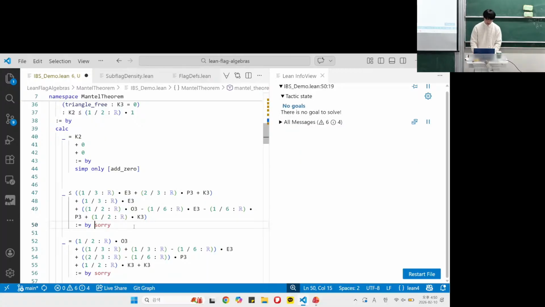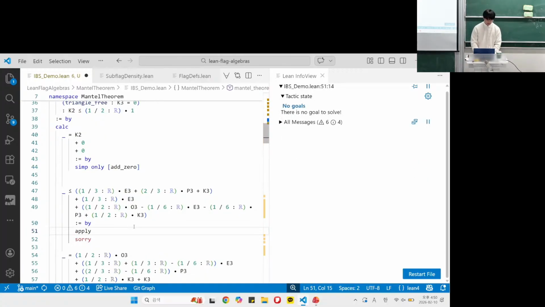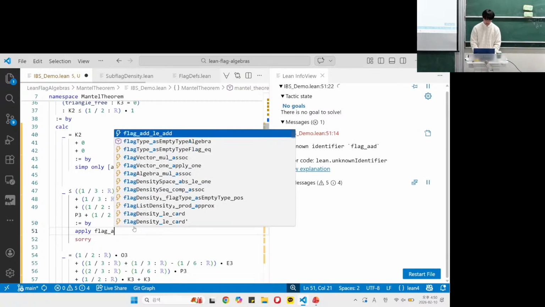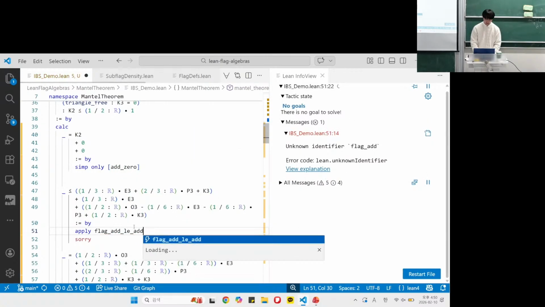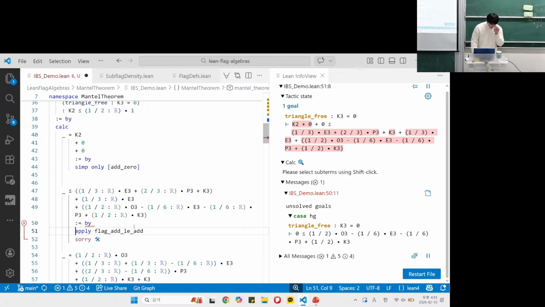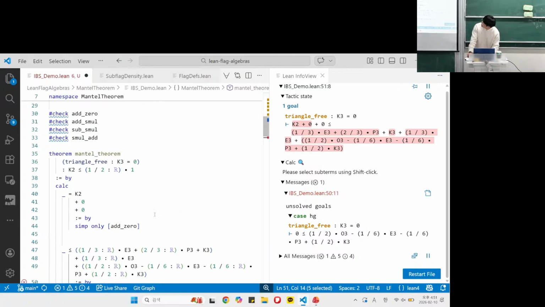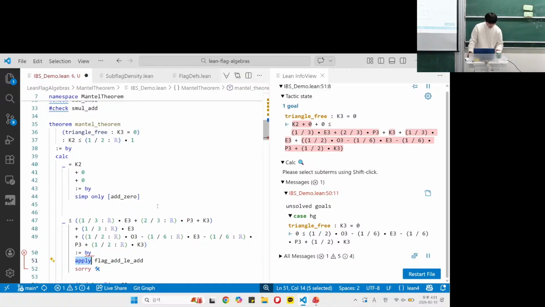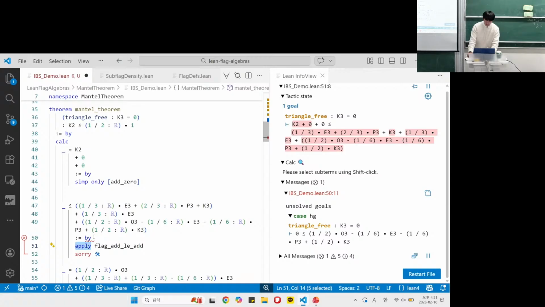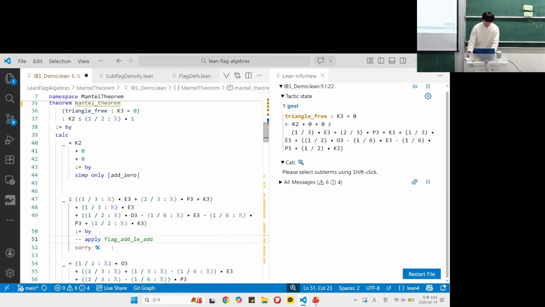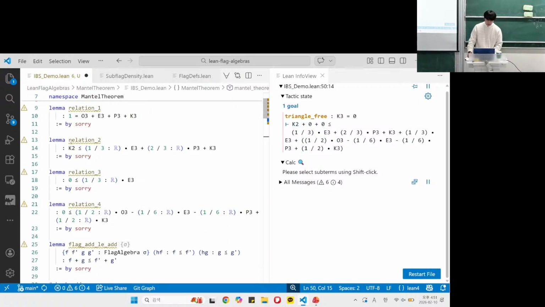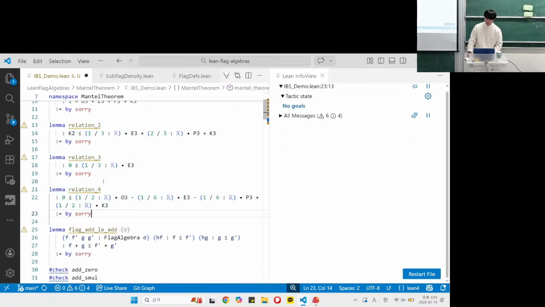So we can just write apply add_le_add. The apply command means it's a tactic which turns the conditions required by the lemma into a new goal. So our goal is adding these three inequalities. So I will use this add_le_add.